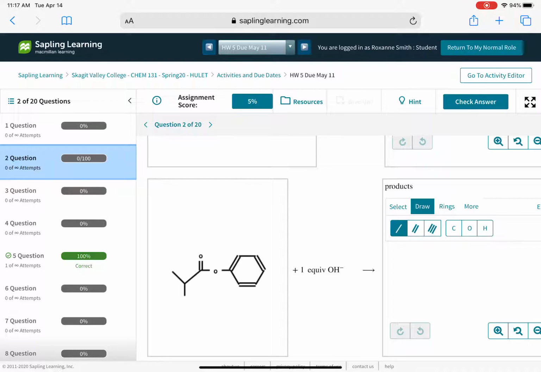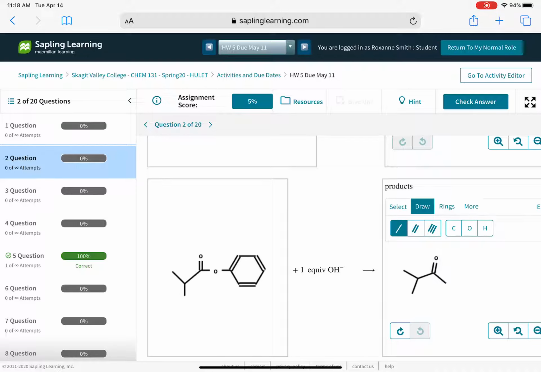Remember with saponification, there's a lot of options. It could be plus LiOH, plus NaOH, plus KOH, or plus 1 equivalent of OH minus. What I want to do here is show you how you're going to draw this, because it is going to have a charge on it, and I don't think we've done anything with charges yet. I'm not going to draw the whole thing out for you, but I'm going to draw the carboxylic acid part.